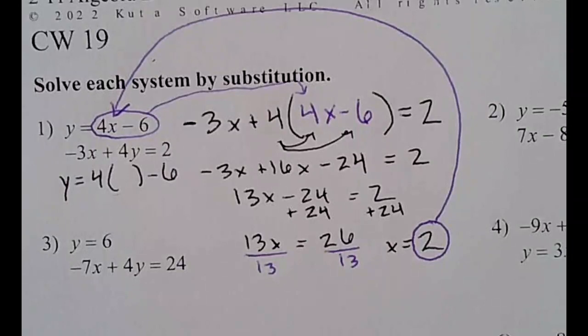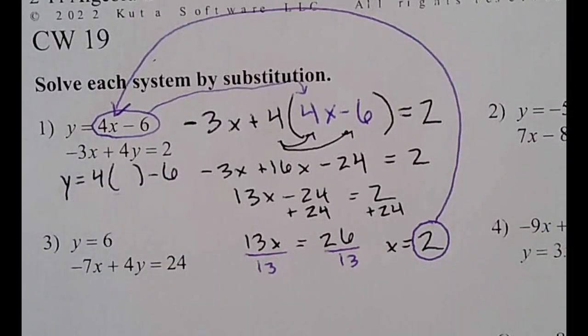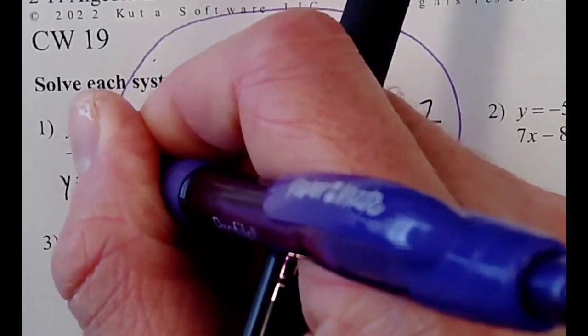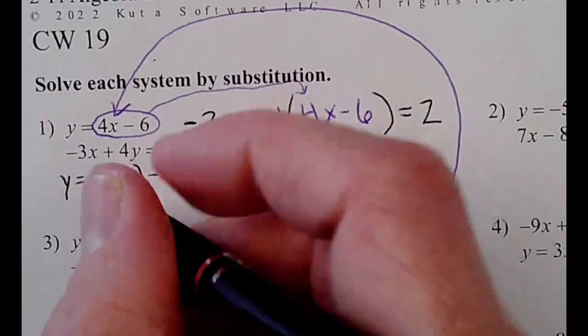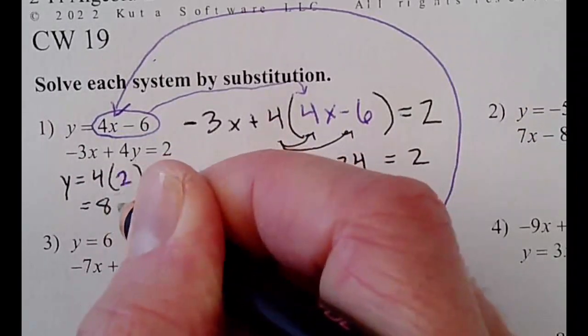Okay, so I wrote the 4 times something minus 6. Well, instead of putting x there, I'm going to put 2. So now I can easily find y. 4 times 2 is 8. 8 minus 6 is 2.